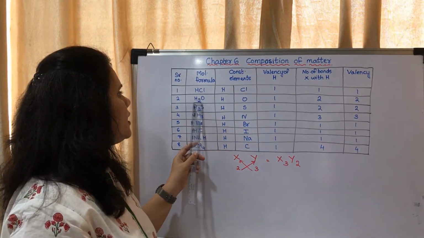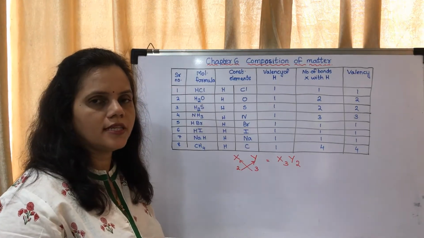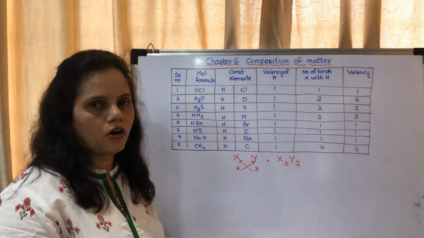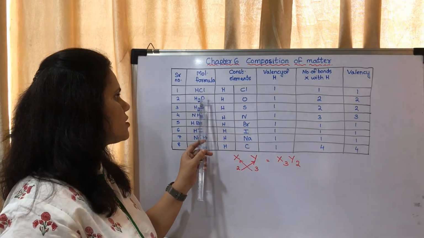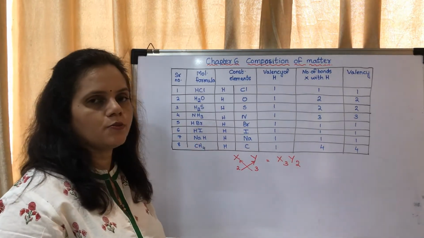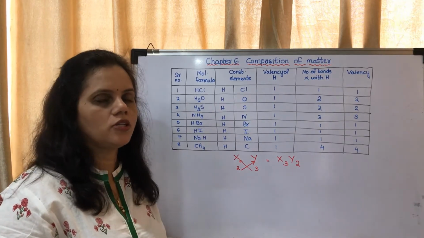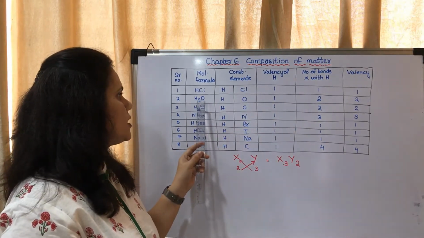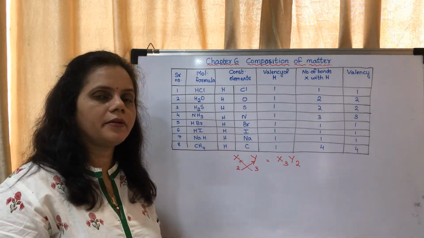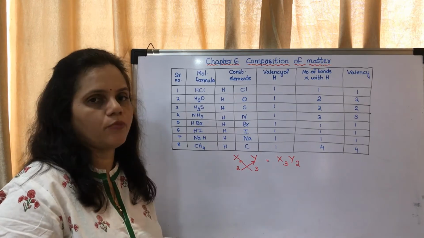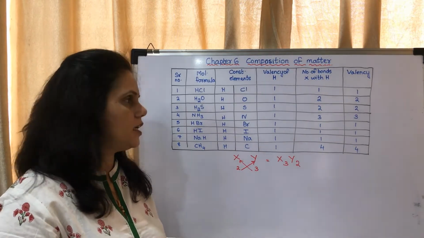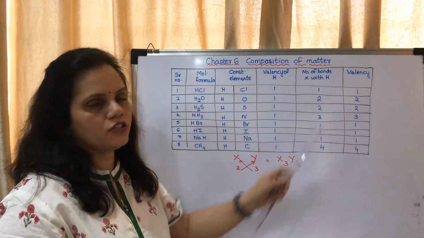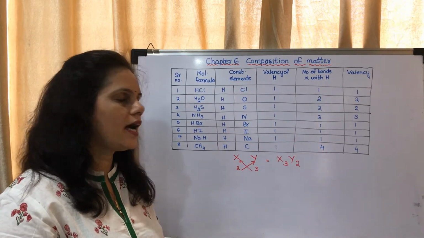Now here the compound is H2O. What are the constituent elements? H and oxygen. What is the valency of hydrogen? It is 1, because below O there is the number 1. So the valency of hydrogen is 1. Now what is the number below H? The number below H is the number of bonds it will form with oxygen. So 2 bonds are formed with hydrogen.